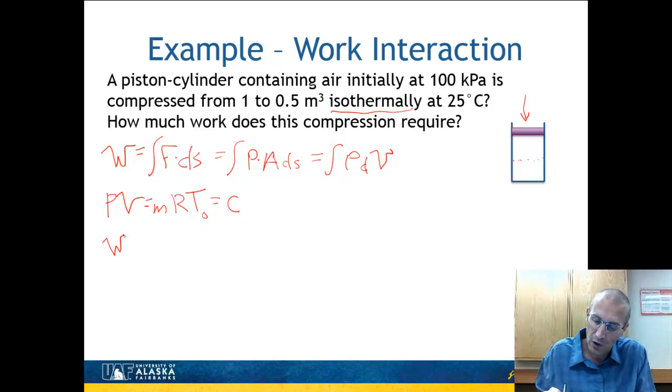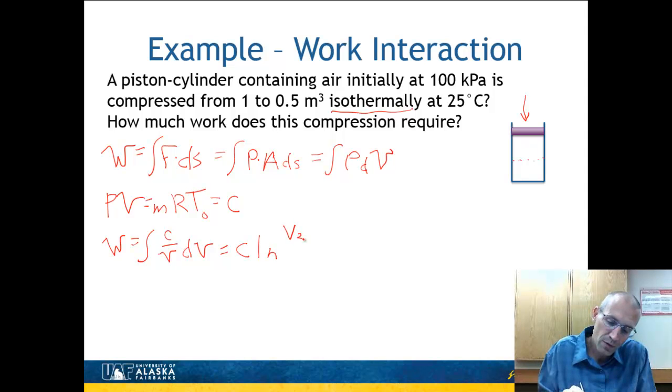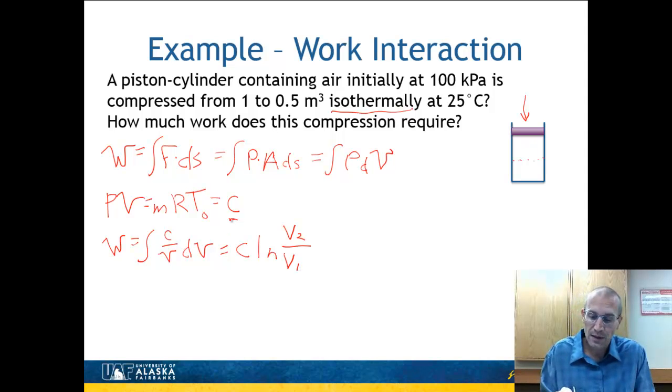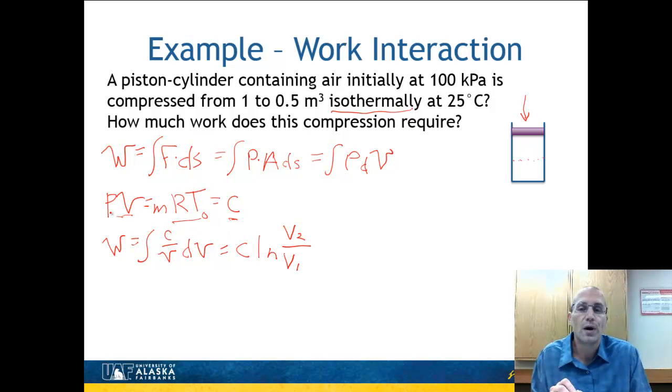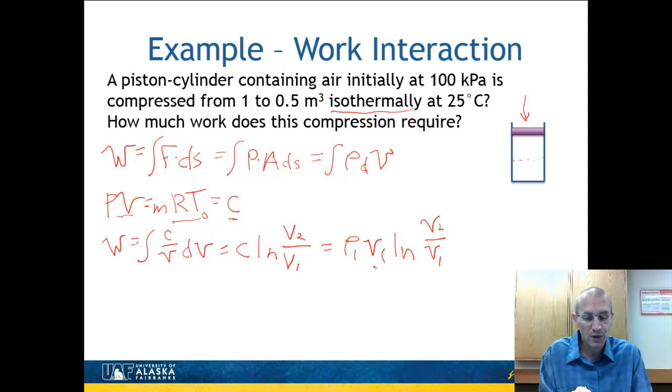Now let's calculate our work. The integral of the pressure is this constant over V dV. You can pull the constant out of the integral, which becomes C times the natural log of V2 over V1. This constant C is equal to mRT, but it's also equal to the product of PV. So I can put that in there and make this P1 V1 natural log of V2 over V1. I'm choosing P1 and V1 instead of, for example, P2 and V2, because they're actually already given in the problem.